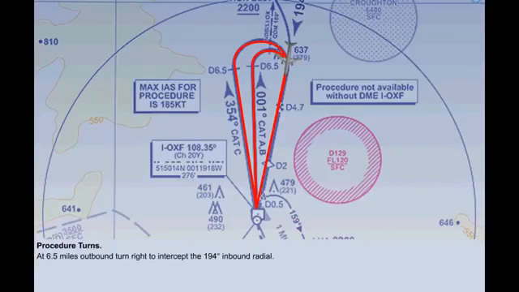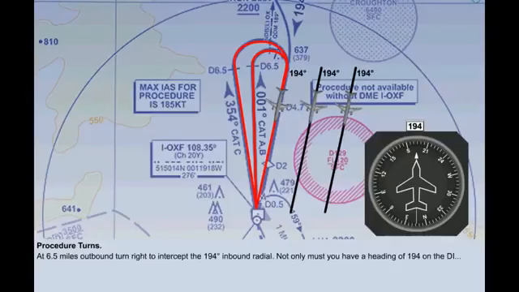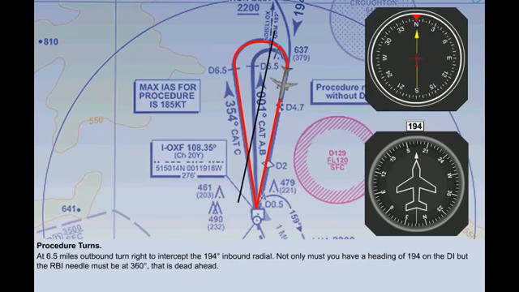How do you know when you are on this NDB radial? A heading of 194 degrees on the DI is not enough to tell you this, as you could be on a heading of 194 degrees to anywhere. You must also intercept the 194 degrees radial on the NDB, which means that the DI must be set to 194 degrees, and the NDB needle is pointing to 360 or dead ahead. Remember that the head of the NDB needle represents its position in relation to the nose of the aircraft.